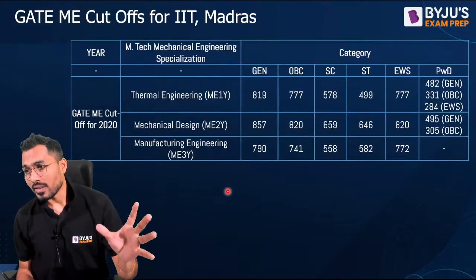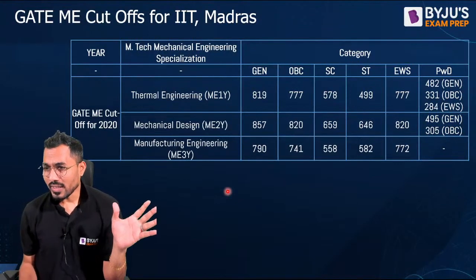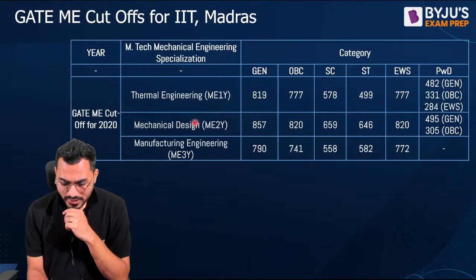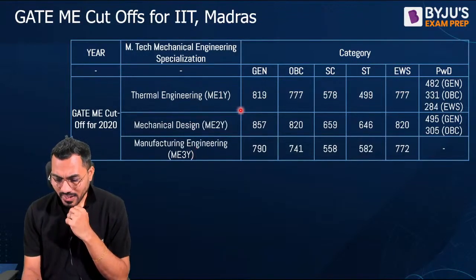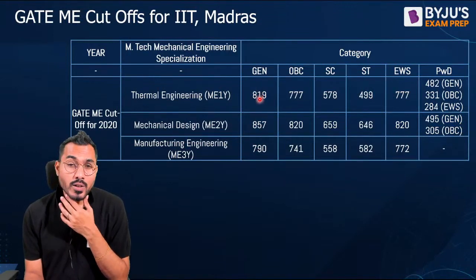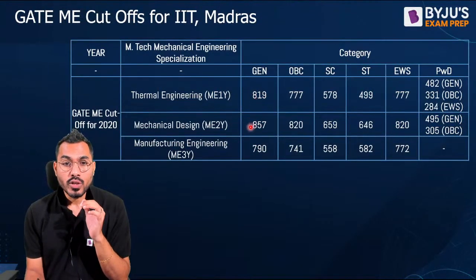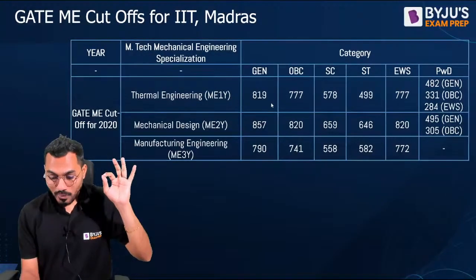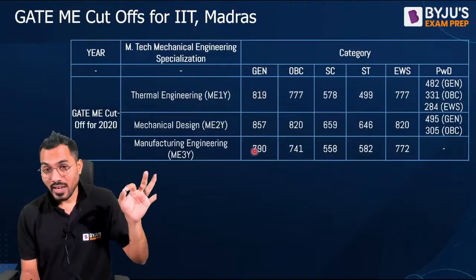So this is the IIT Madras cutoff, I'll say 2020, right? You can easily understand for thermal science, design engineering and manufacturing engineering, the scores given are 790, then 857 and 819. So you can easily understand from here that for design the highest score is required, followed by thermal science, and then manufacturing.